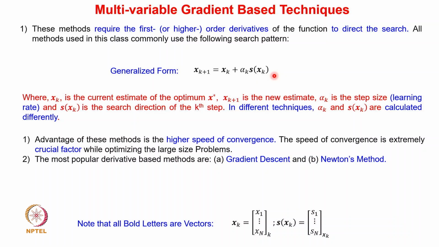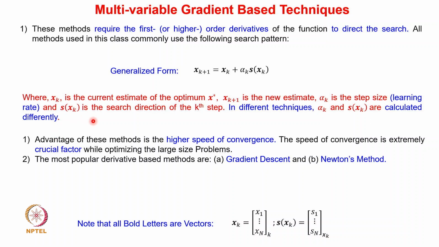Okay, so you can see that the search direction and alpha k, all the terms on the right hand side, are calculated at the kth iteration, and based on that we predict the optimal guess in the k plus 1th iteration. In this case, xk is the current estimate of the optimum x star, where x star is the global optimum which we are looking for. Xk plus 1 is the new estimate, alpha k is the step size, or we call it the learning rate, and sxk is the search direction of the kth step.